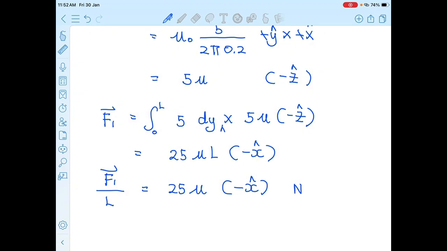I missed one thing. Here I should write a y showing the direction of the current I1. Okay, then only you can get this negative z.